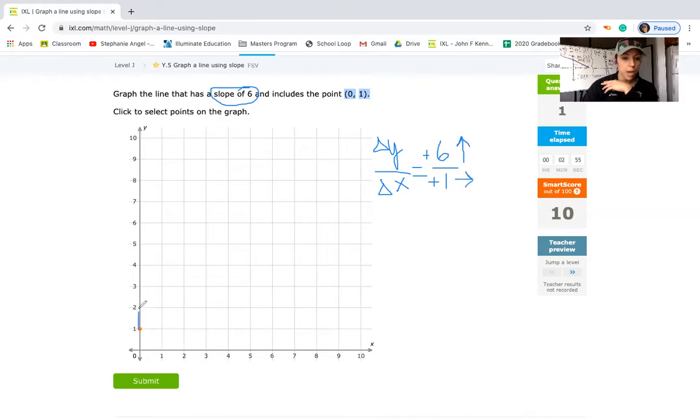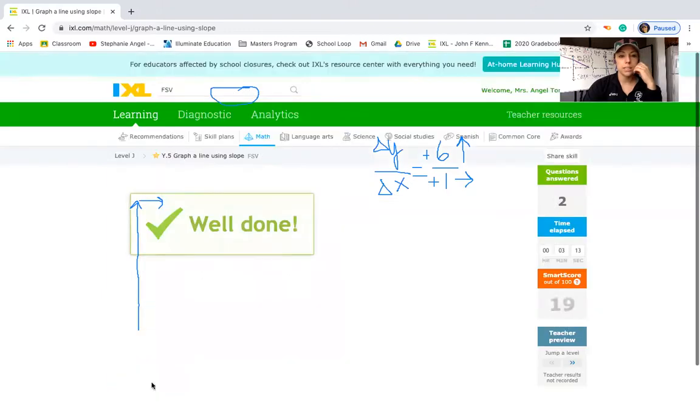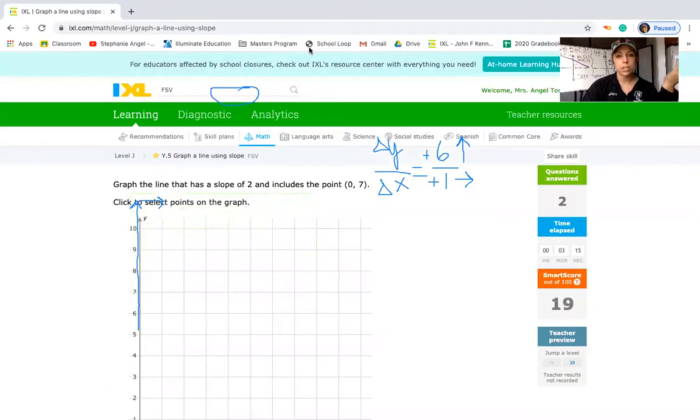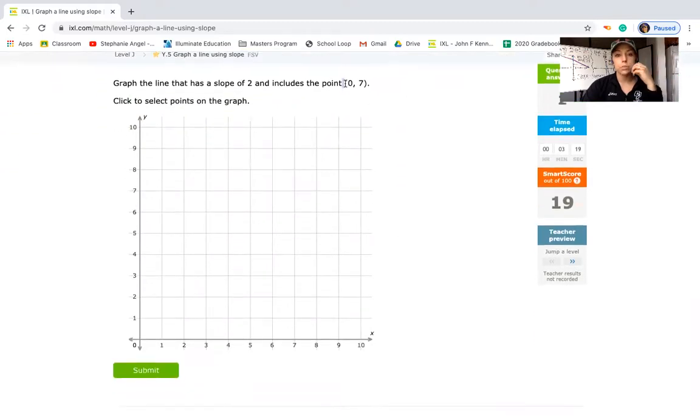So from here, my y goes 1, 2, 3, 4, 5, 6. My 1, I add 6, it ends at 7. And I'm going 1 to the right because I'm going from 0 to 1. Let me grab my mouse here. Up 6, right 1. Can't go any further in either direction. Click submit, and it tells us we did a good job. Look at that. Now, without the drawings, this is what you could do. Start at the point 0, 1.